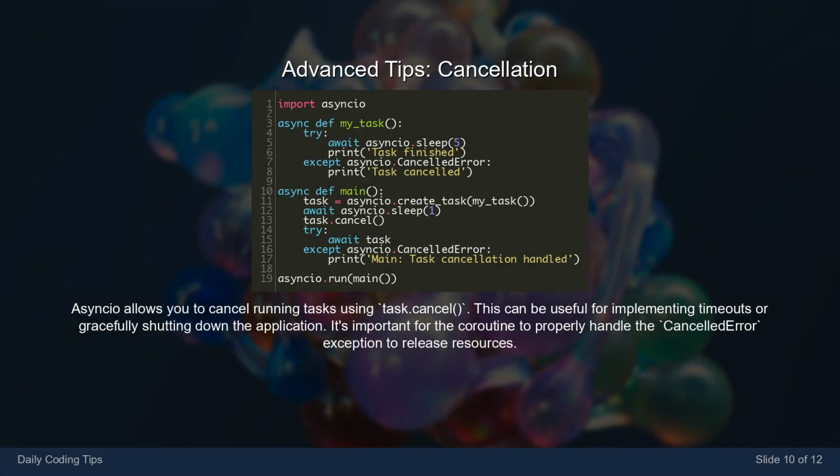Async I/O allows you to cancel running tasks using task.cancel. This can be useful for implementing timeouts or gracefully shutting down the application. It's important for the coroutine to properly handle the CancelledError exception to release resources.